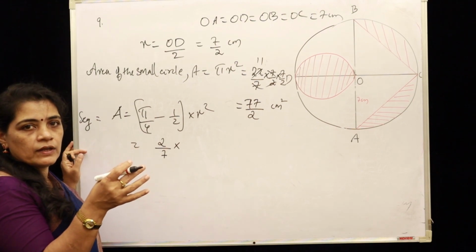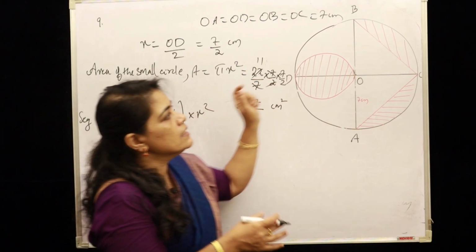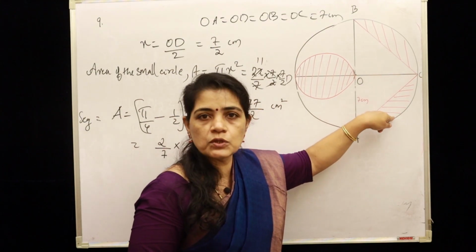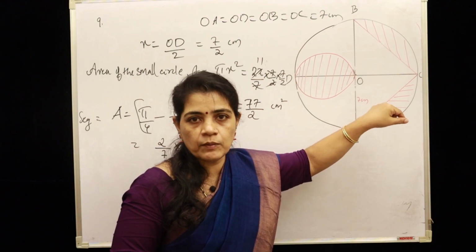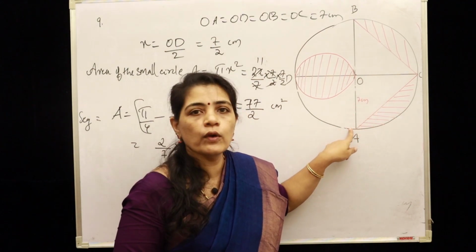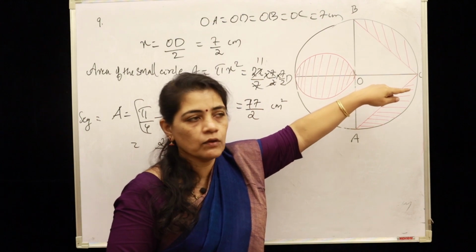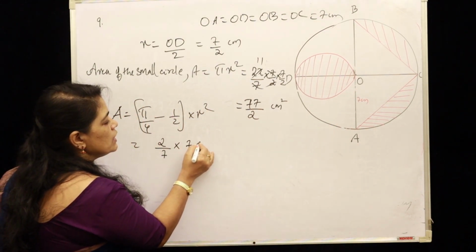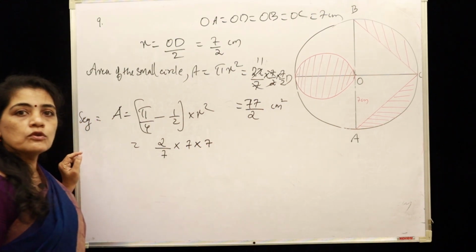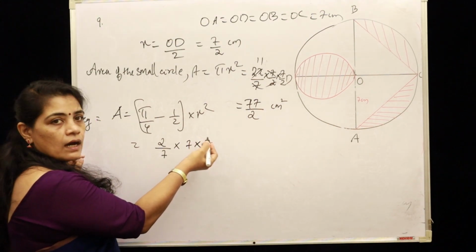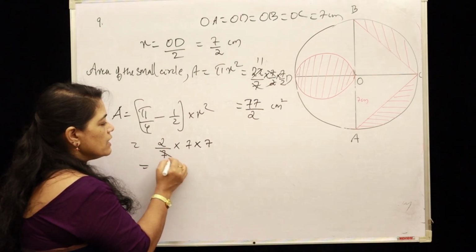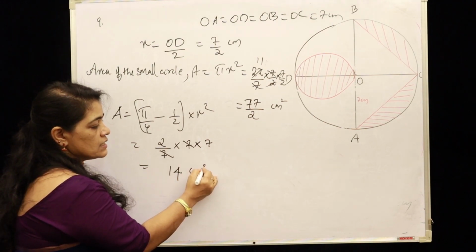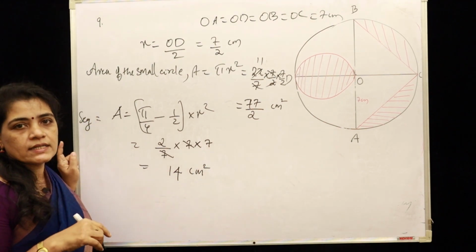Here the radius will be OC, and for both these two segments OC is equal to OA, and we have seen that it is 7 centimeter. That means 7 is the radius. So 7 into 7, 2 by 7 into r square, 7 into 7, the 7 gets cancelled, 14 centimeter square. This is the area of one segment.